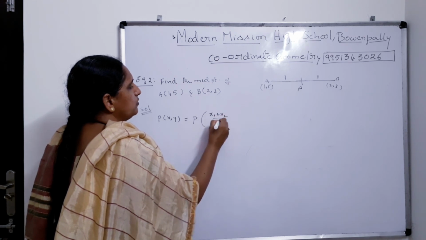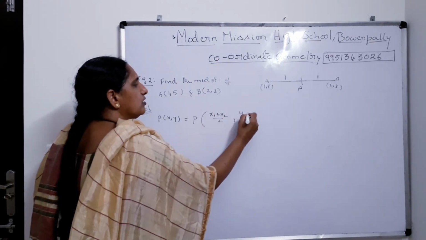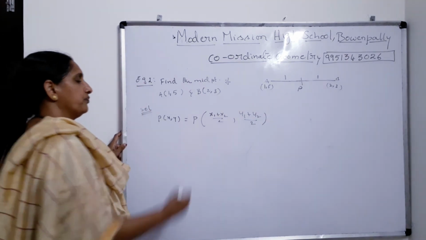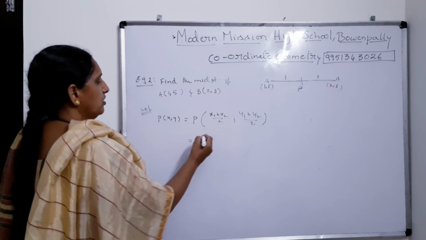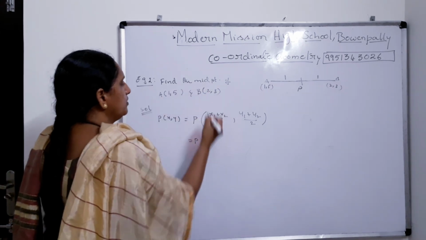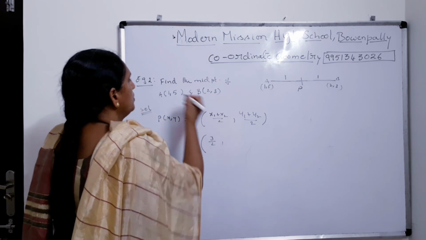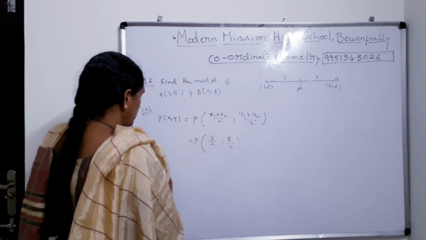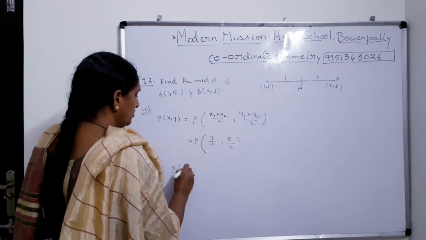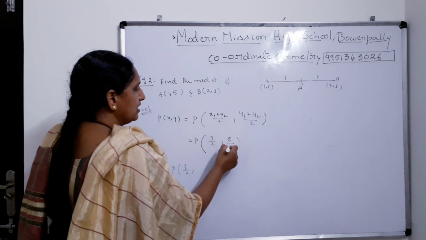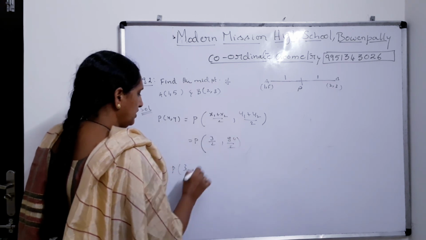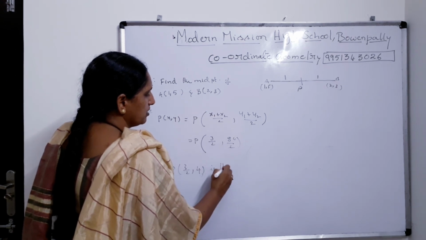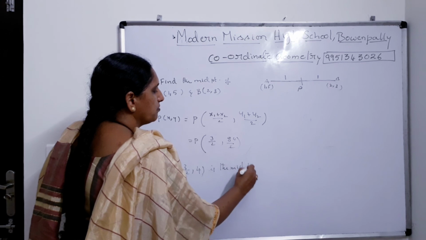Solution. So P of x comma y is equal to P of x1 plus x2 by 2, comma, y1 plus y2 by 2. So that is P of 1 plus 2 is 3 by 2, comma, 5 plus 3, 8 by 2. So therefore P of 3 by 2, comma, I can just write it as 4. 3 by 2, comma 4 is the midpoint.